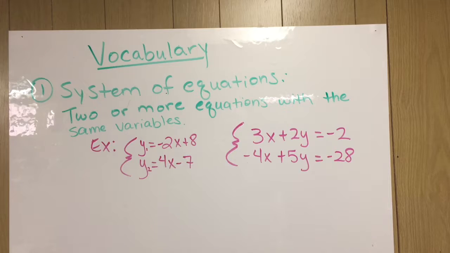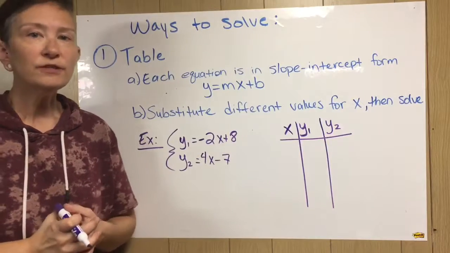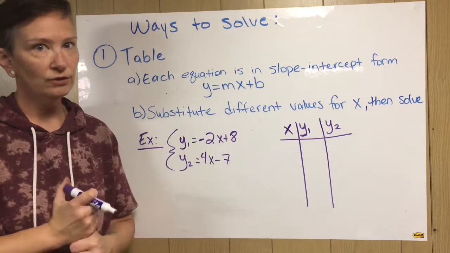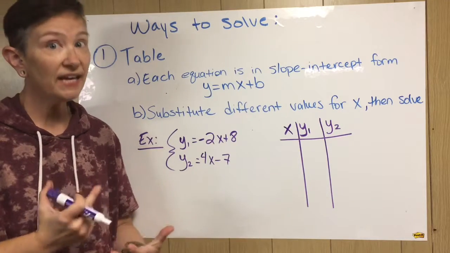Vocabulary. Number 1, system of equations. This is defined as 2 or more equations with the same variables. There are several different ways to solve systems of equations. Number 1 is to use a table.